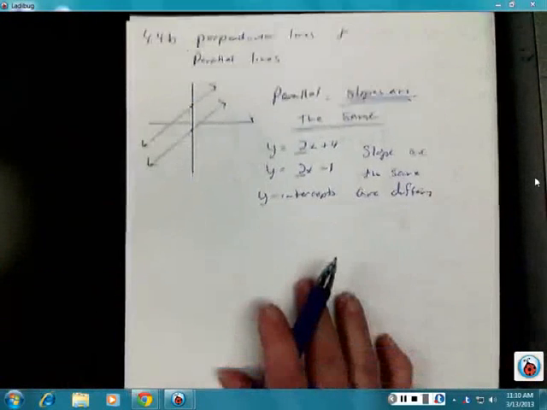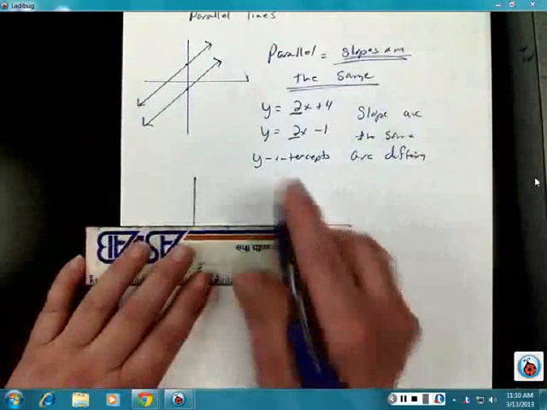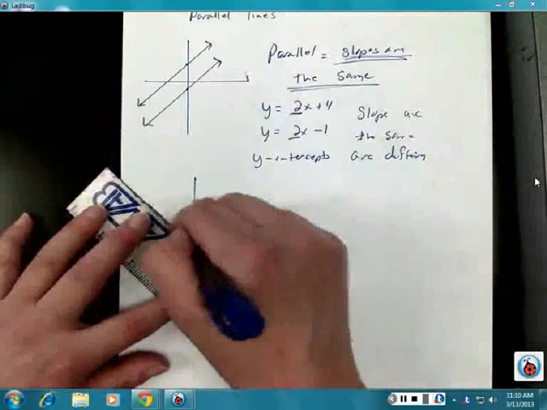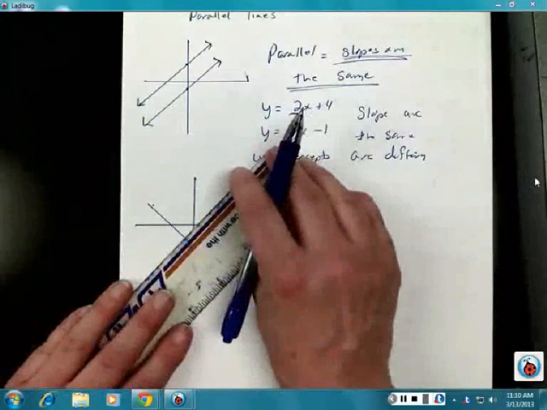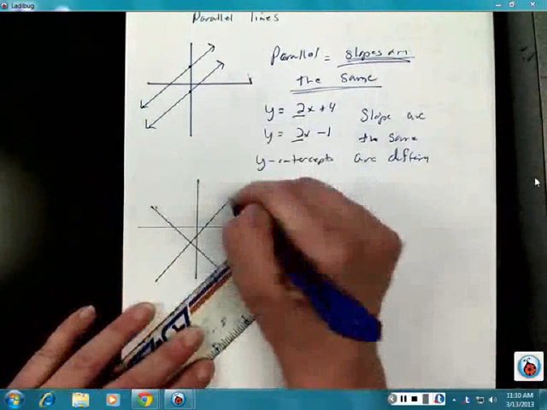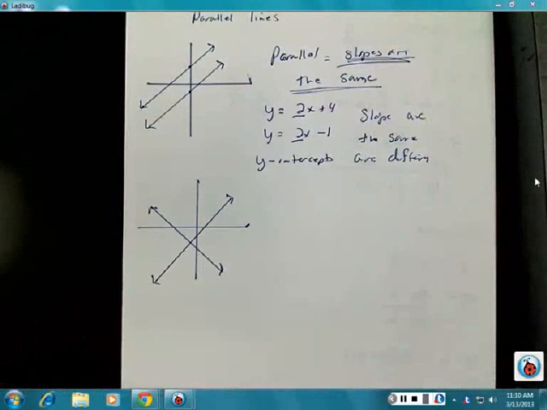If you have perpendicular lines, what about those? Well, those are kind of two perpendicular lines, but they don't help you out much. Two perpendicular lines, what do you notice about those? They intersect.